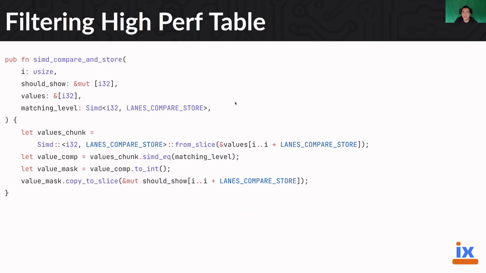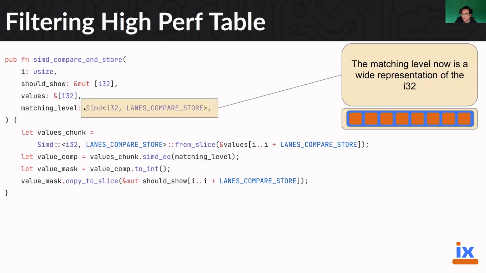So this is the SIMD version of the filtering logic that I just showed. You can see the arguments are basically the same: we have the I for the index, the should show column, and the values column. The main difference is that for the matching level, instead of a single I32, we have a SIMD array, in this case taking in a constant for lanes. Just as background, we used 8, so it's 8 I32s for this vector, but I kept it as a constant in case we wanted to change it later on. So we can imagine this matching level looking like the array I'm showing on screen: 8 values, all the same value because we're only trying to filter on that one value.